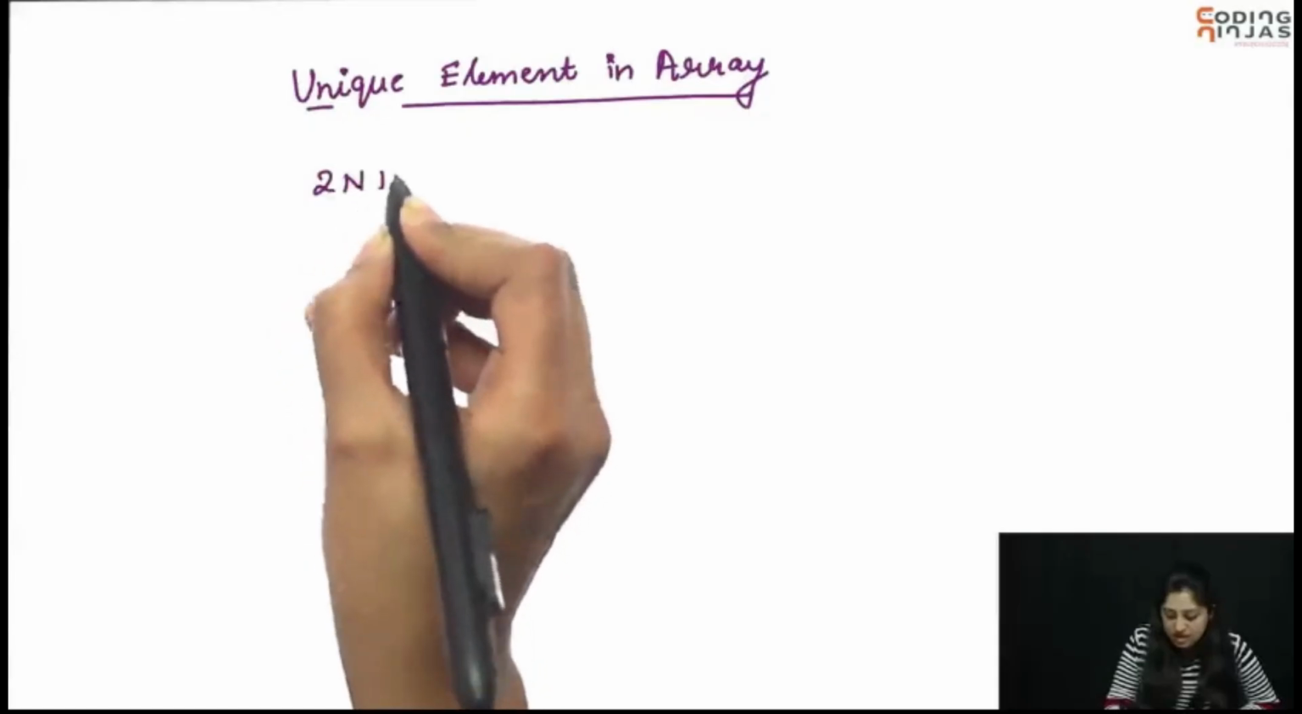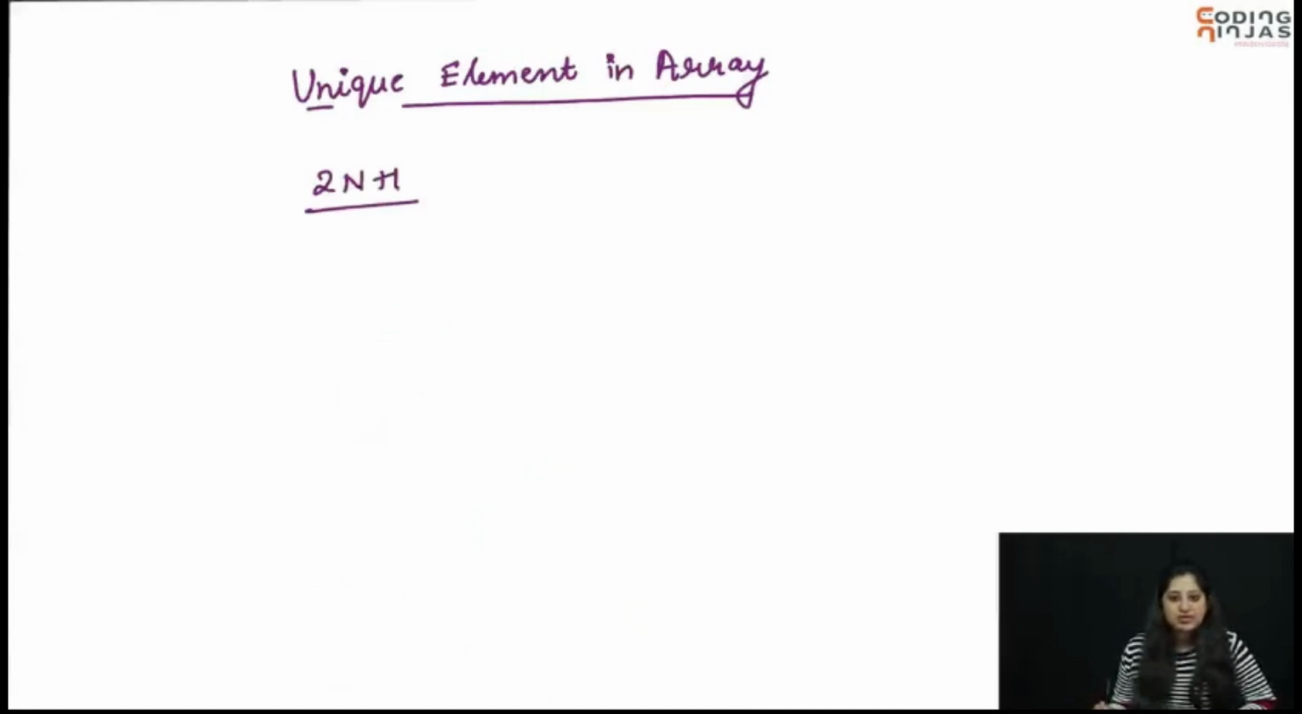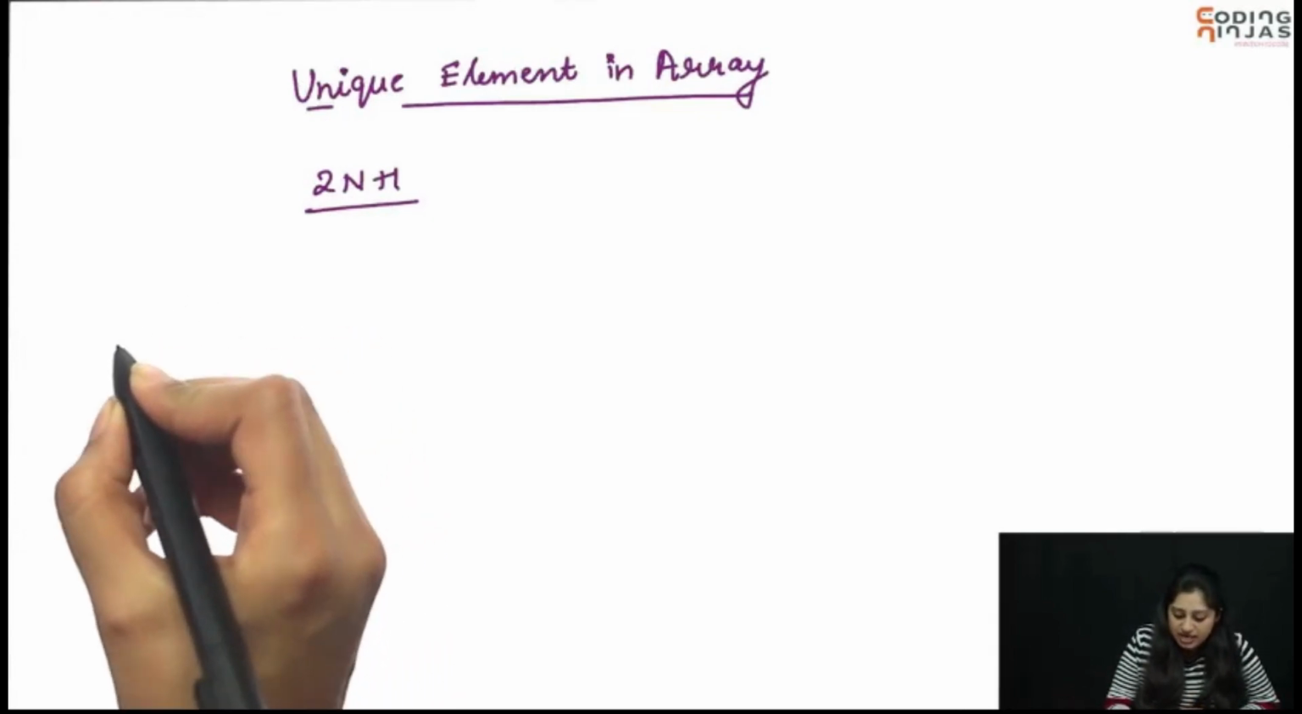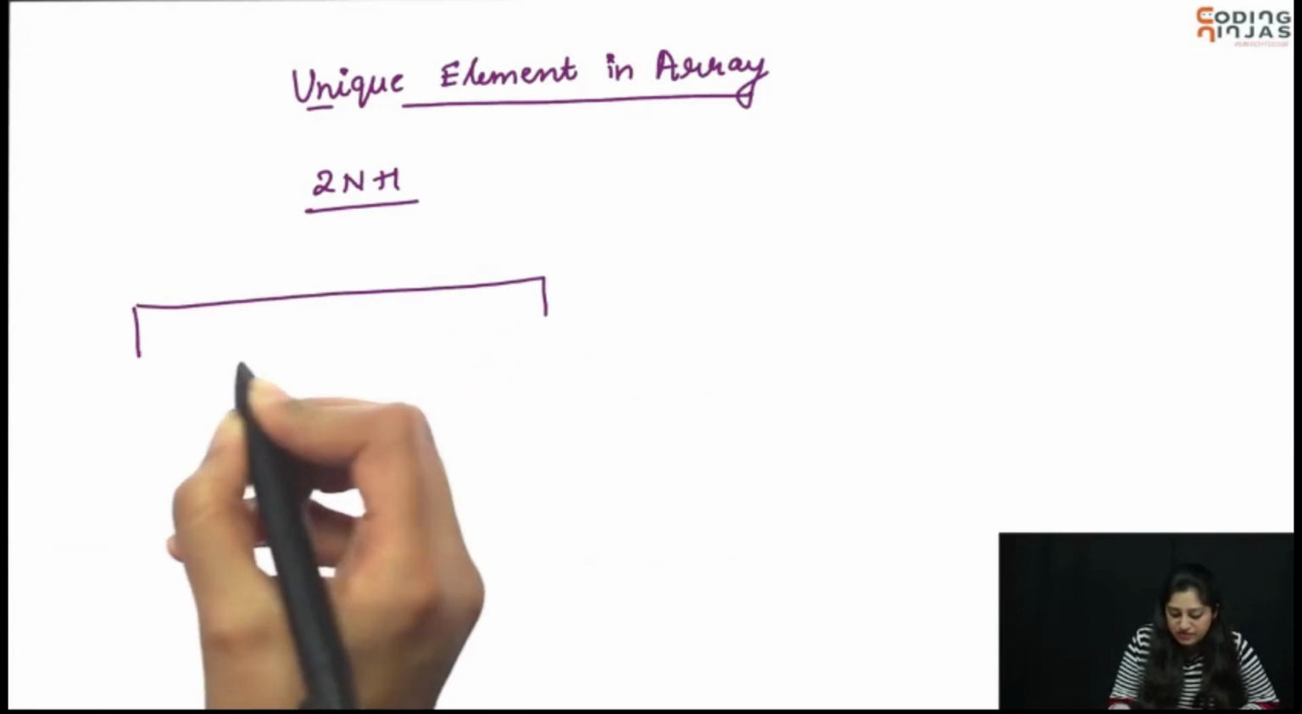Hi. So in the finding unique element in an array question, you will be given an array of size 2n plus 1. Now out of these 2n plus 1 elements, n elements will be duplicate and there is one element which is unique. So our task is to find out that unique element. Let's take an example. Let's say n is 3, so I'll have a total of 7 elements.